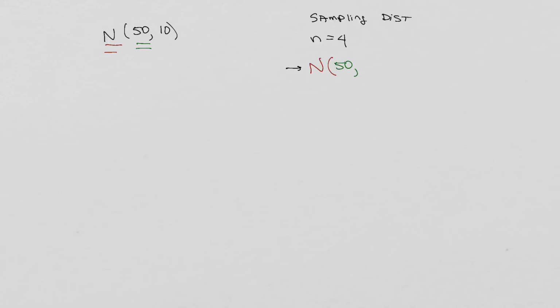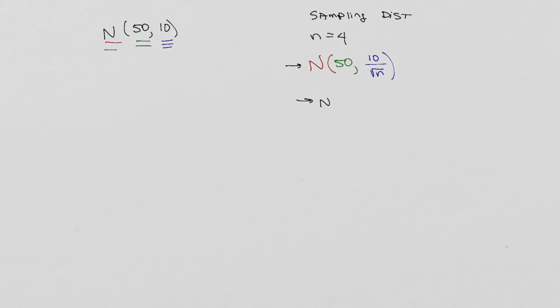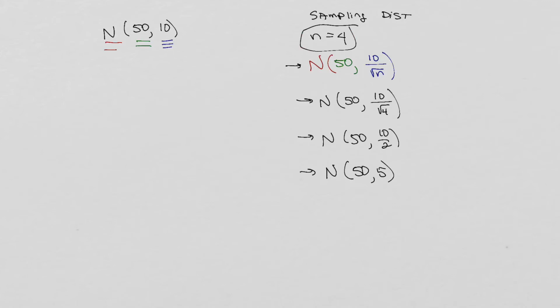But here's where we get a change. The standard deviation of the population is 10. The standard deviation for the samples is 10 over the square root of n. Right? So in this case, the sampling distribution is going to be normal with an average of 50 and a standard deviation of 10 over the square root of 4. And of course, that's the same thing as 10 over 2, which means all of the samples have a normal distribution, an average of 50, and a standard deviation of 5. That's if we have a sample of size 4.